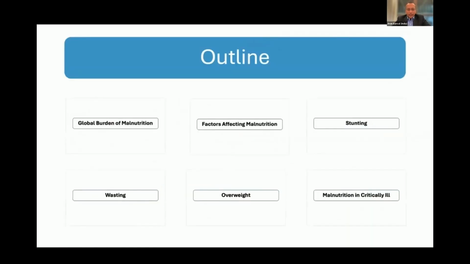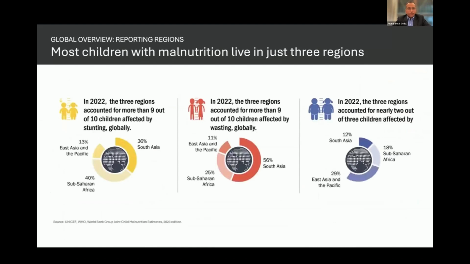So what are the various factors which affect malnutrition? For stunting, you will see that 9 out of 10 children are affected from 3 main regions: South Asia, Sub-Saharan Africa, and East Asia and the Pacific. They contribute almost 90% of children with stunting. Similarly, South Asia, Sub-Saharan Africa, East Asia, and the Pacific contribute almost 9 out of 10 children with wasting. So these 3 main geographical areas are the main contributors to malnutrition.